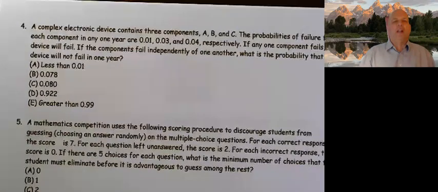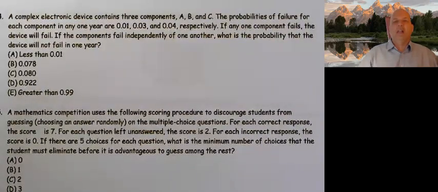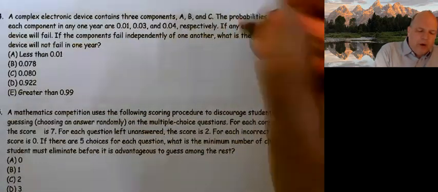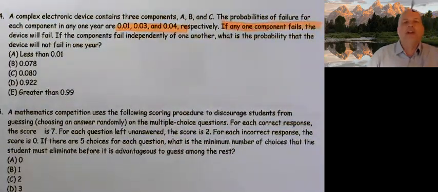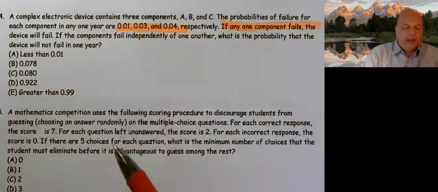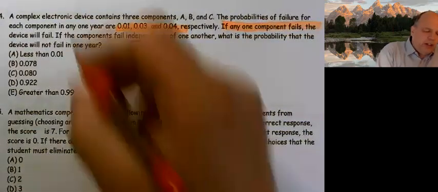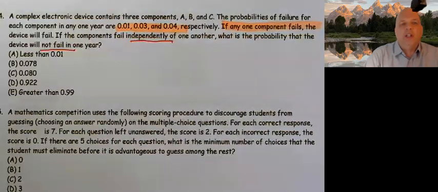A complex electronic device contains 3 components, A, B, and C. The probabilities of failure for each component in any one year are 0.01, 0.03, and 0.04. If any one component fails, the device will fail. They tell us they fail independently. This tells me I can do something with multiplication. What's the probability that this device will not fail in 1 year?